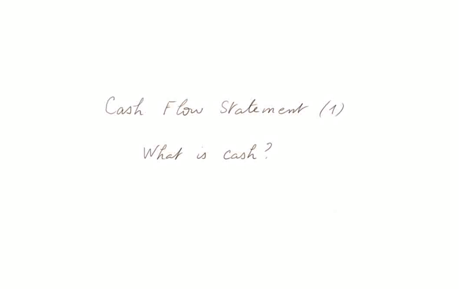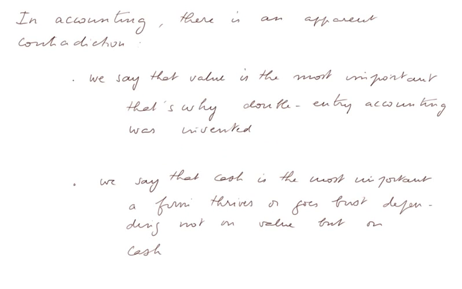Cash flow statement, part 1. What is cash? In accounting, there is an apparent contradiction. We say that value is the most important, that's why double entry accounting was invented, and we say that cash is the most important. A firm thrives or goes bust depending not on value it has in its balance sheet, but on cash.